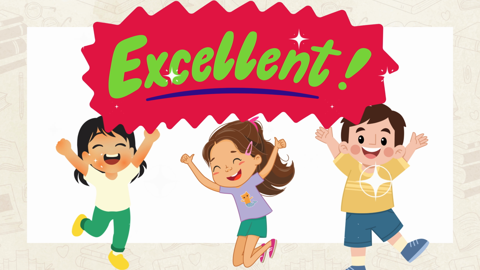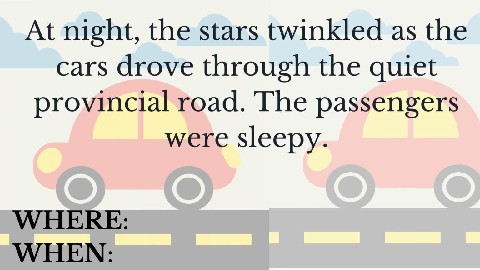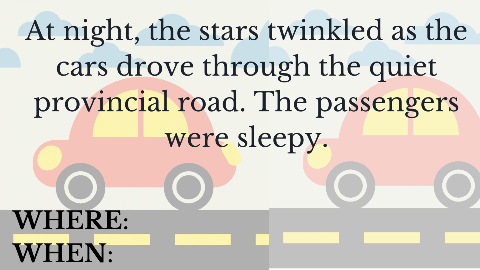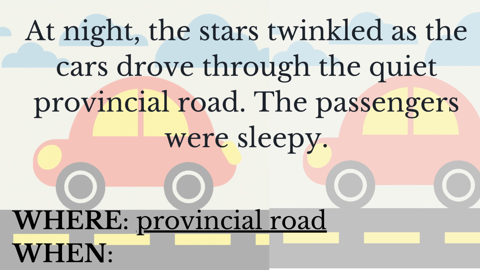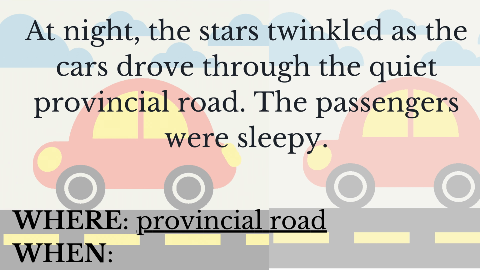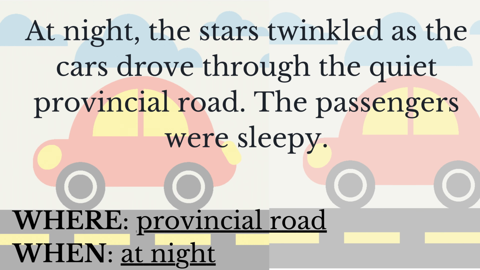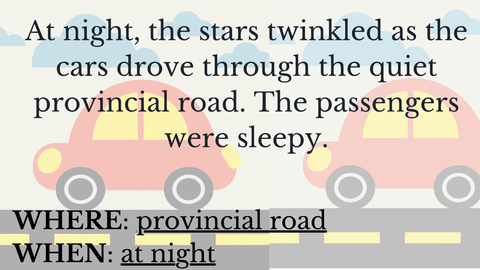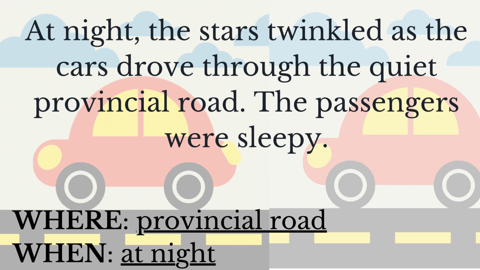Remember, we are finding the setting, the time and place of the story. At night, the stars twinkled as the cars drove through the quiet provincial road. The passengers were sleepy. Now, question: where does the story happen? Very good. The story happens on a provincial road. Next question: when did it happen? Correct. It happens at night.